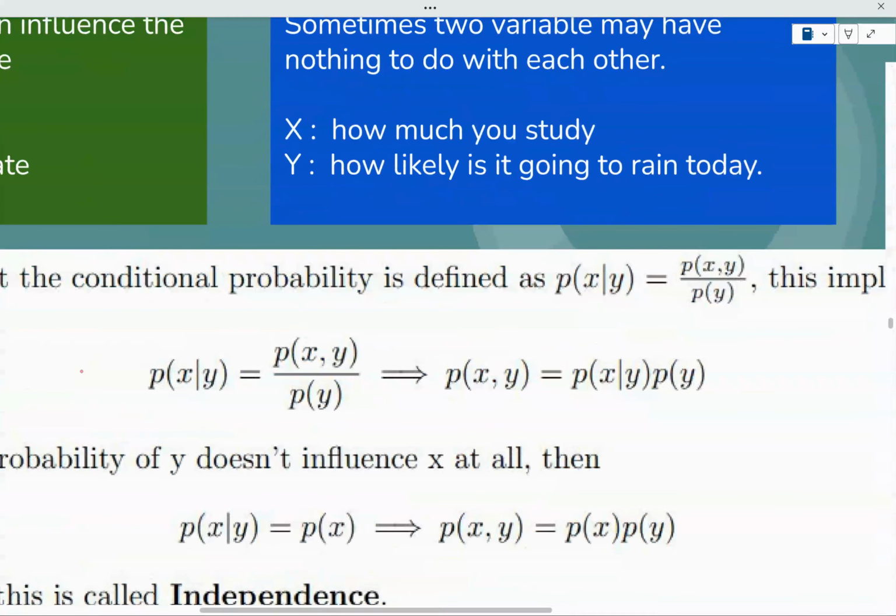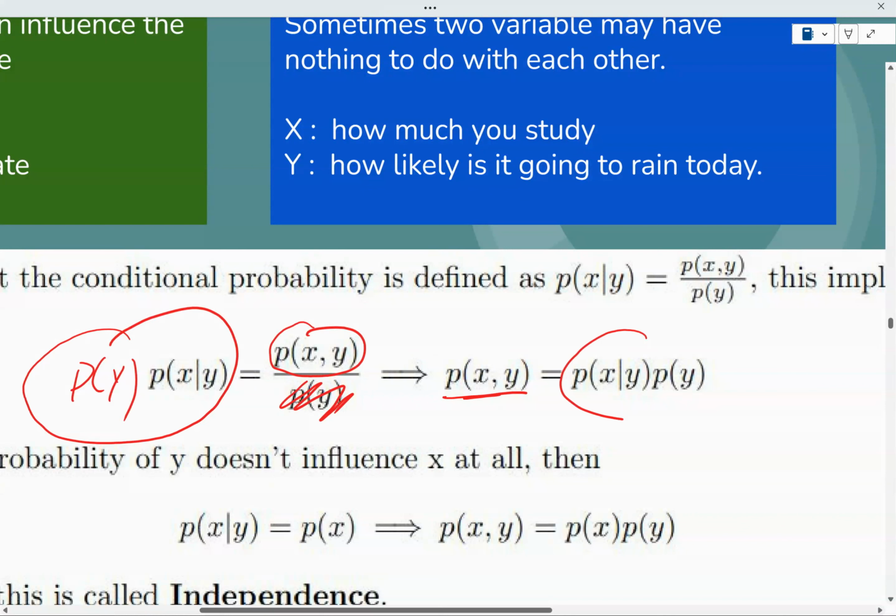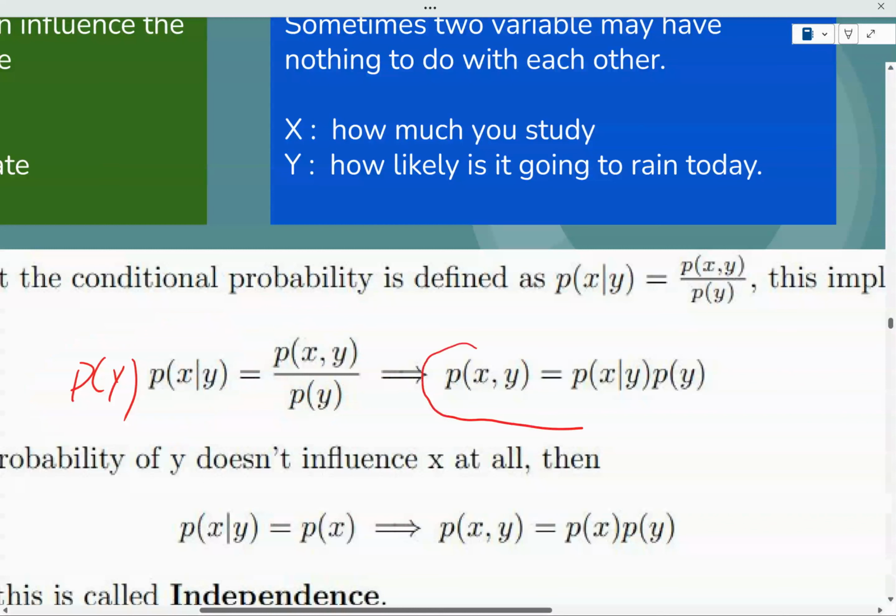So now you have P of y. What that's saying is P of xy is equal to this. This is a simple algebraic manipulation, so you can kind of see that, right? You can see the joint distribution is actually the conditional multiplied by the marginal. So this right here is actually really key.